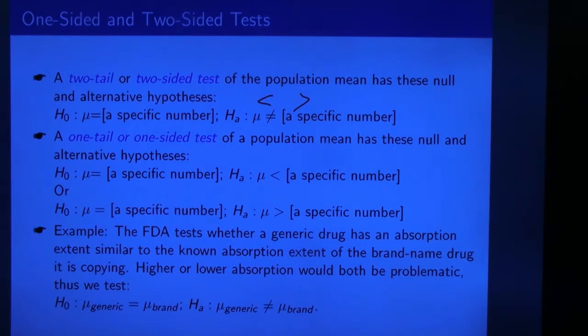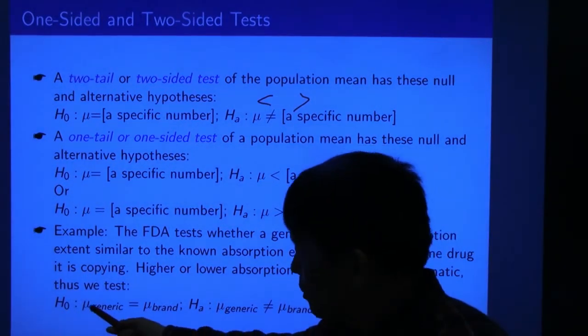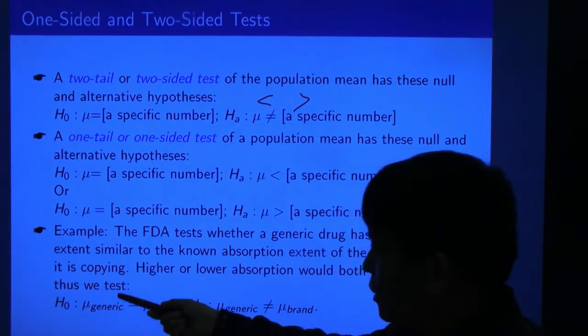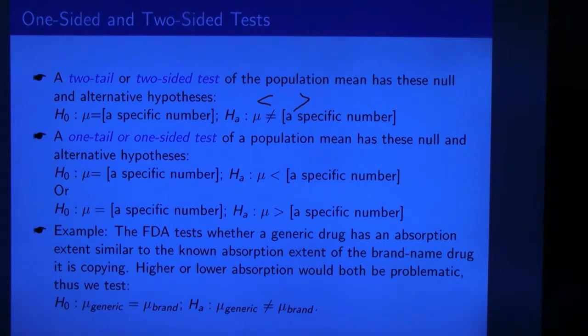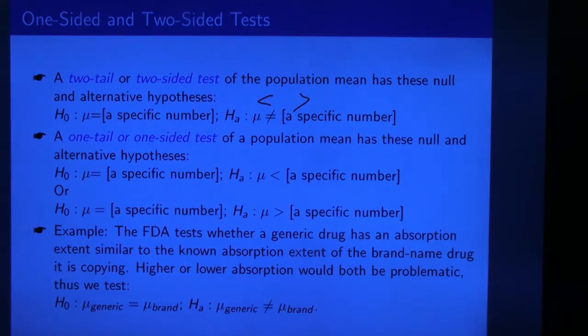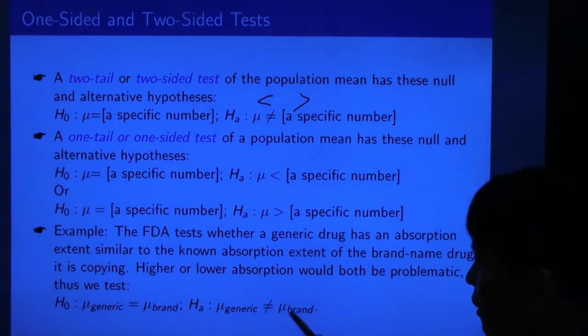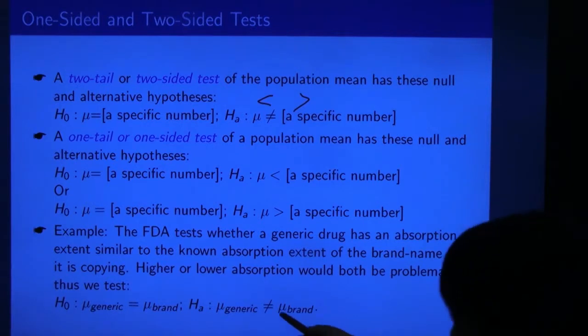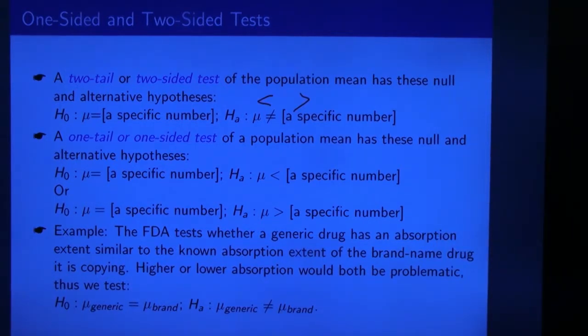So in this example, our test hypothesis, the null hypothesis H0, will be that mu, the mean of the generic drug, equals the mu of the brand name drug. That's equal to, so this is a specific. And the alternative hypothesis is not equal to, because we are interested in both higher and lower. So this one is a two-sided test.